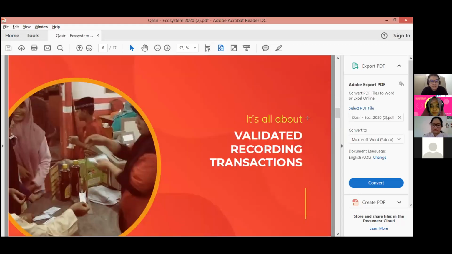And next, please. So actually, it's all about recording transactions. Why is recording transactions more important? We are going to talk about this after this, and validated recording of transactions is more important. So not only recording the transactions, but the transactions need to be validated. Okay, next, please.